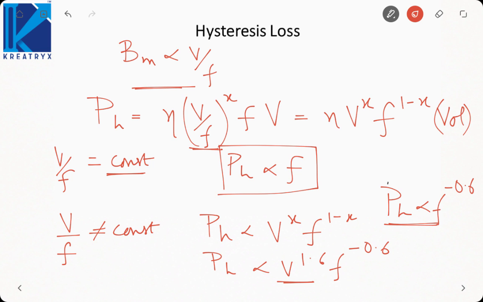Now try to summarize this. If V by F is kept constant, then hysteresis loss is proportional to frequency. So by increasing the frequency, hysteresis loss will increase. But if you do not keep V by F constant, but instead keep voltage constant, then on increasing the frequency, hysteresis loss will decrease. So it depends how hysteresis loss varies with frequency. It depends on whether V by F is constant or voltage is constant.